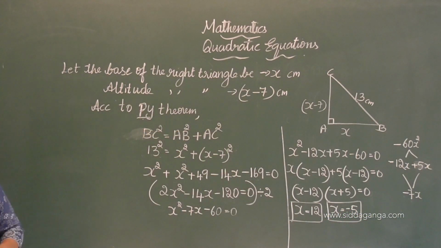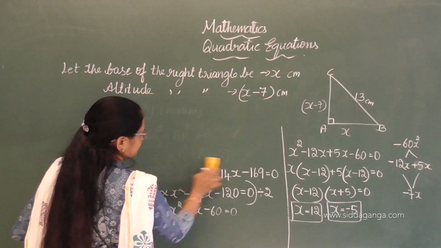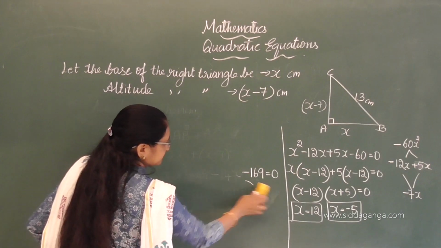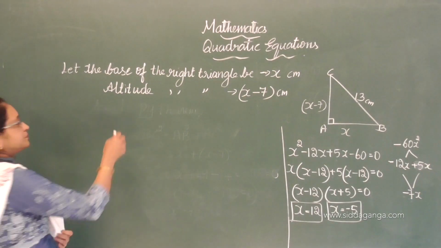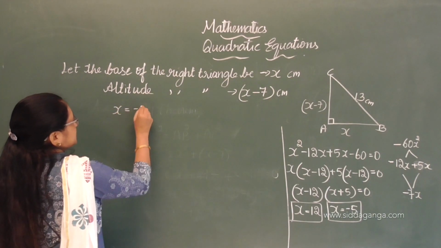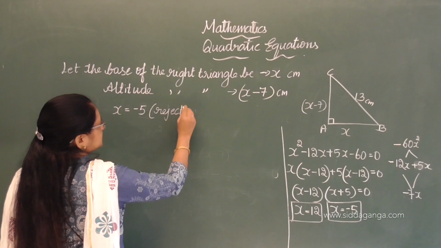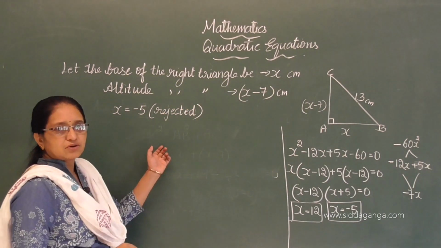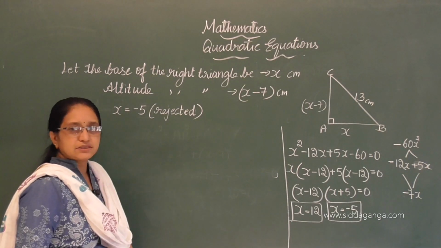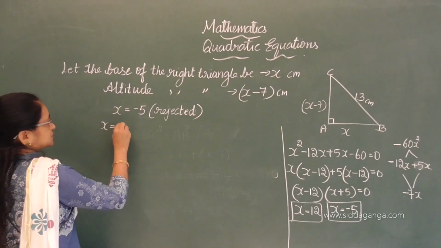So let me continue here. You have to write here x is equal to minus 5 is rejected. Why? Because it is a negative term. So base or the height cannot be negative. Then x is equal to 12 is the answer.